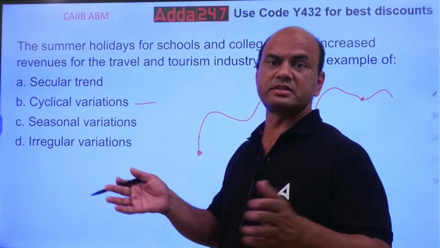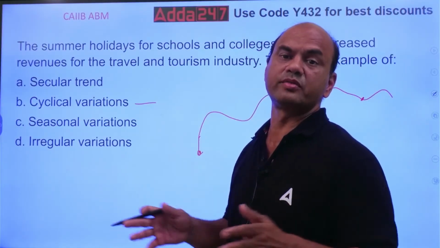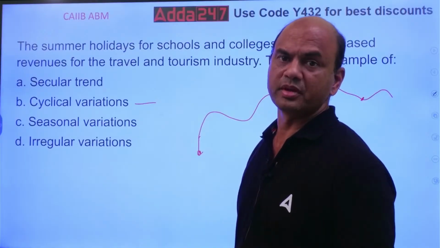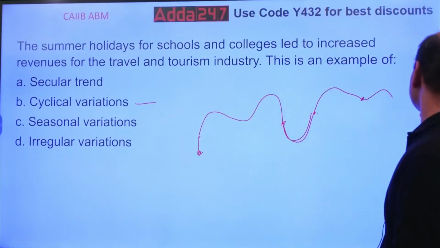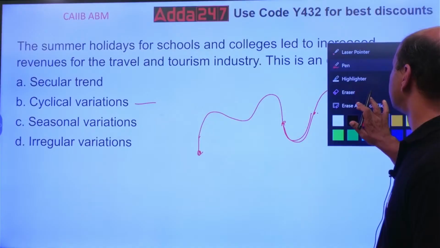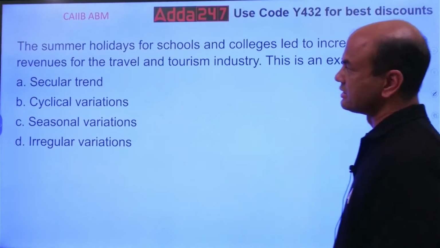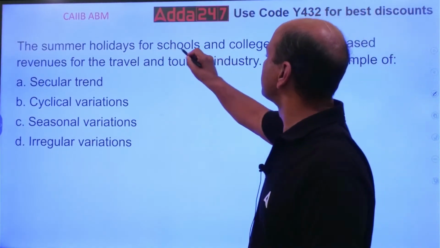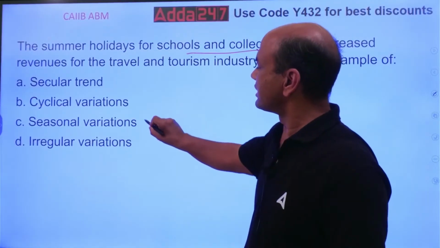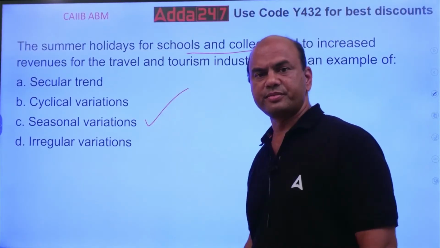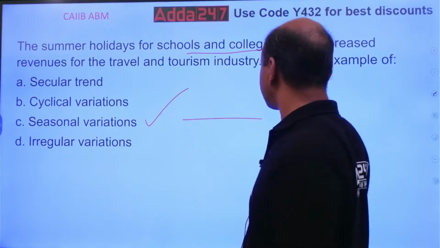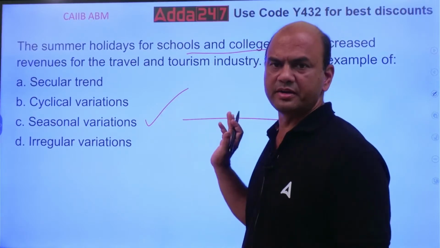For how long will this recession remain? How long will this prosperity remain? Okay. Next one is seasonal. This is the right answer. Schools and colleges. This recurs every year. Seasonal. Every year, constantly it's the same trend.